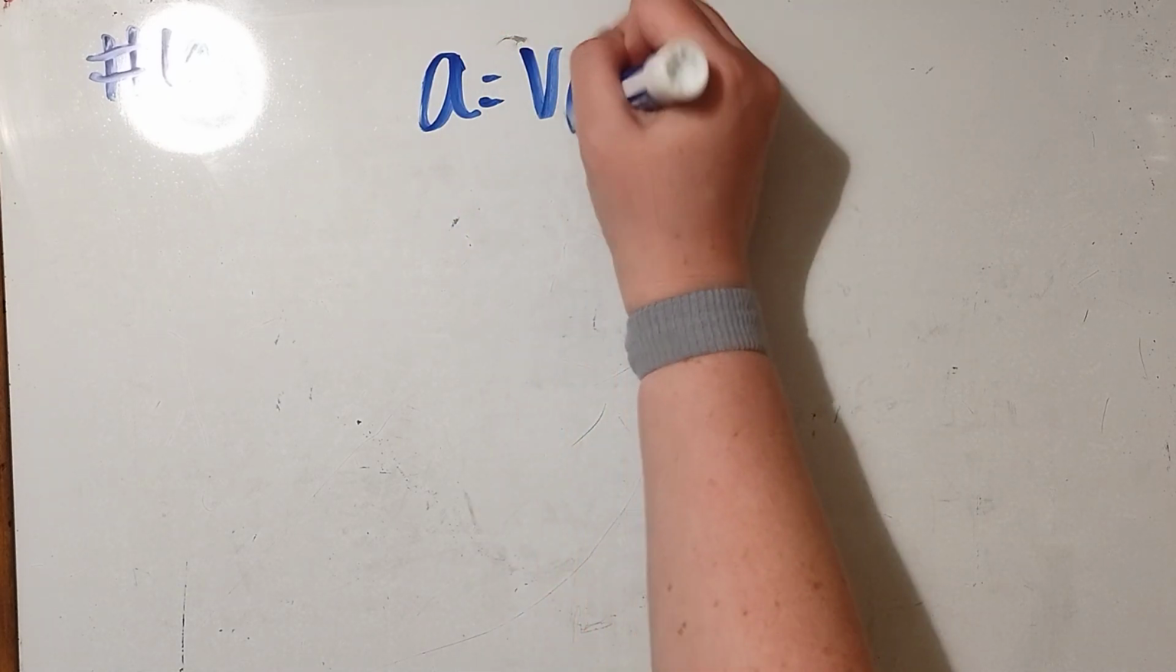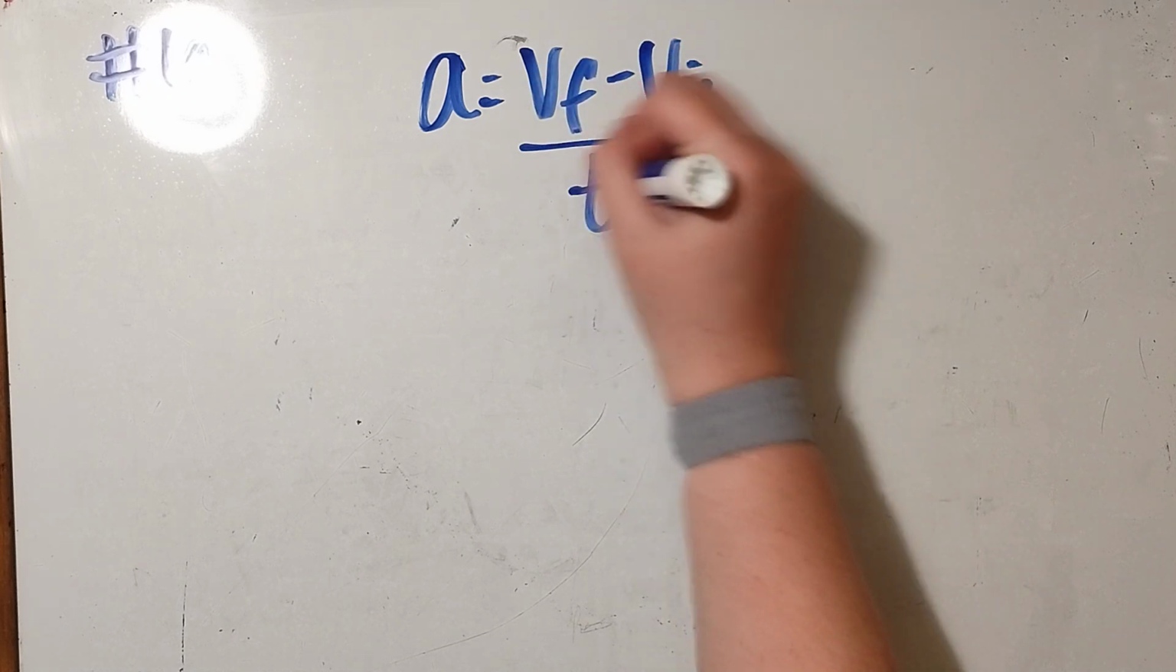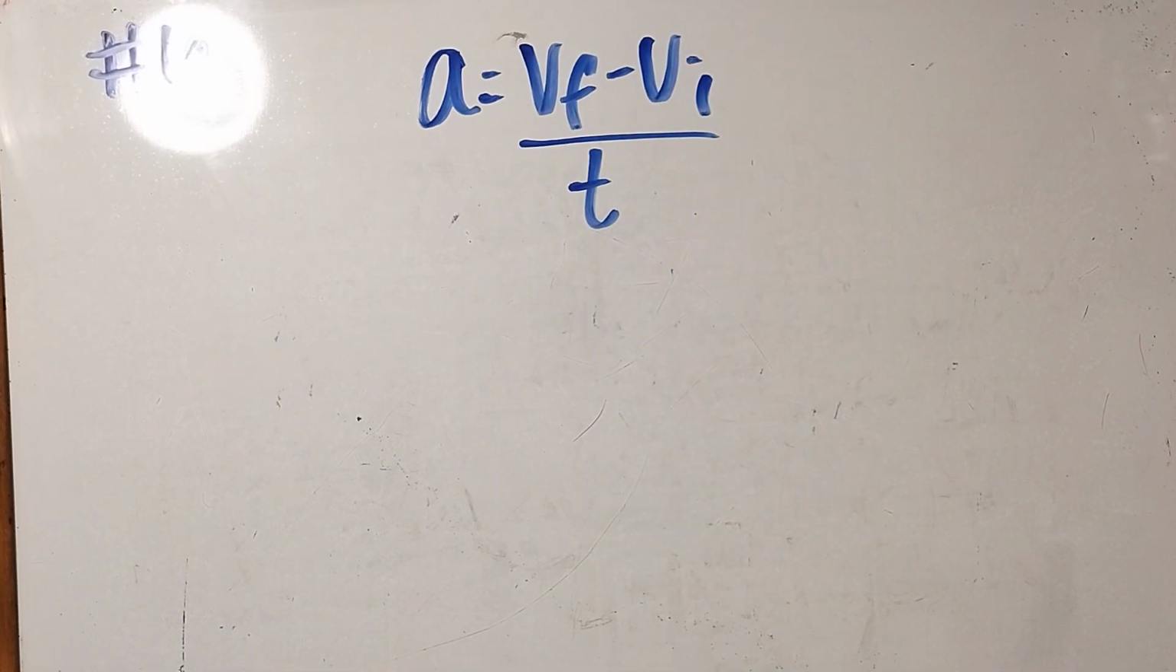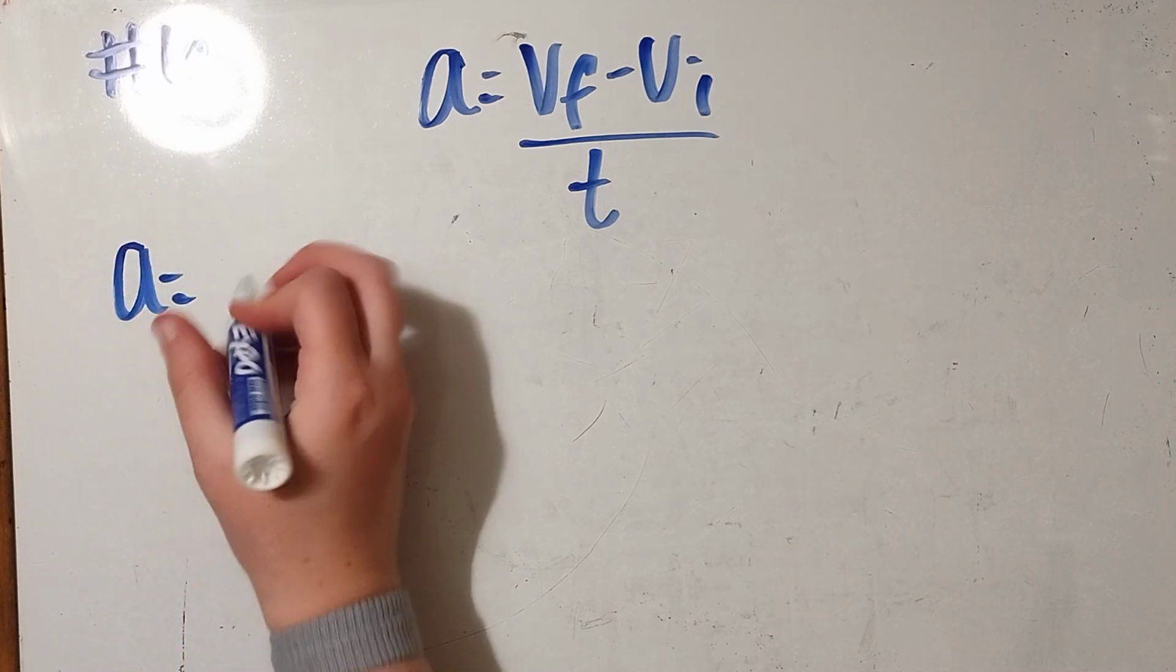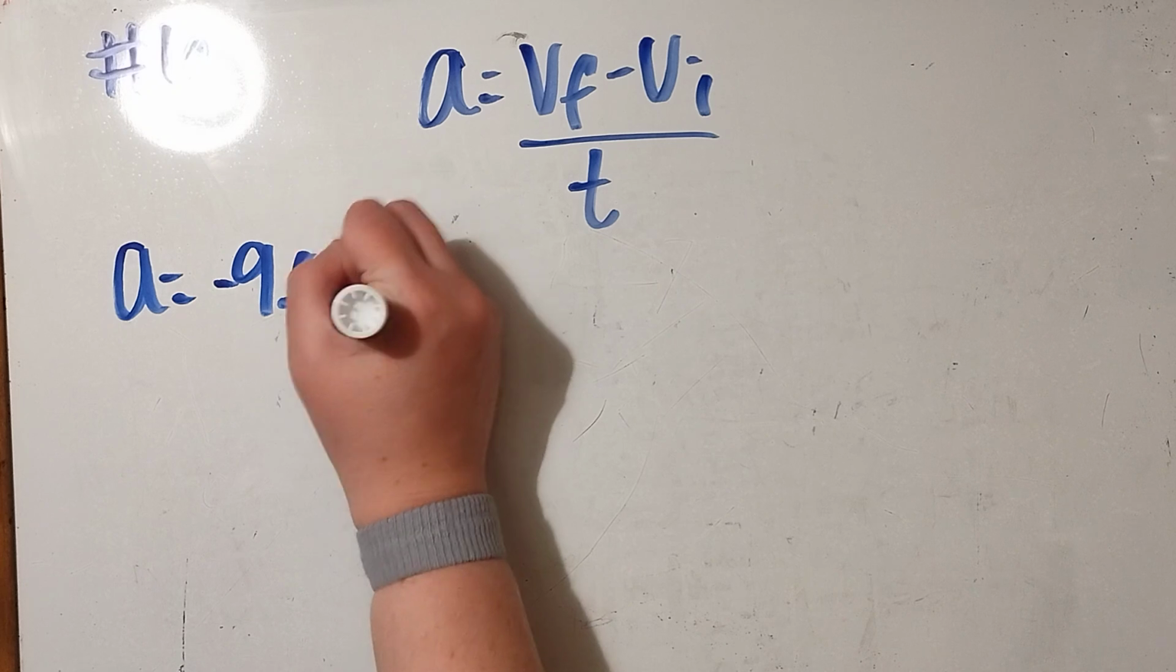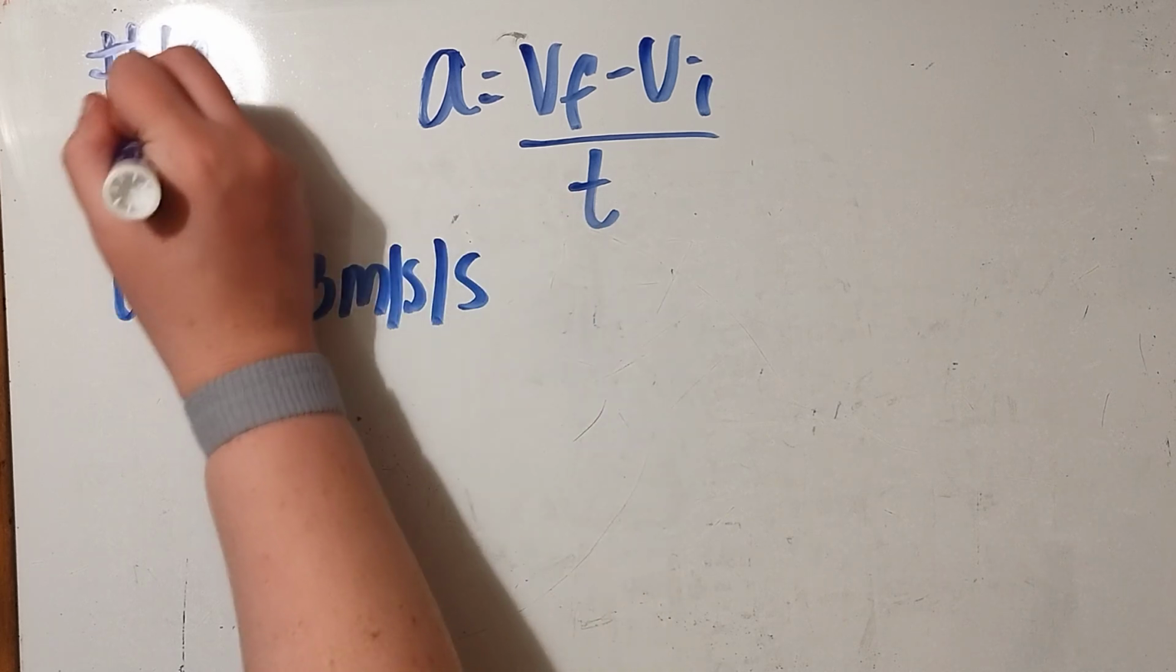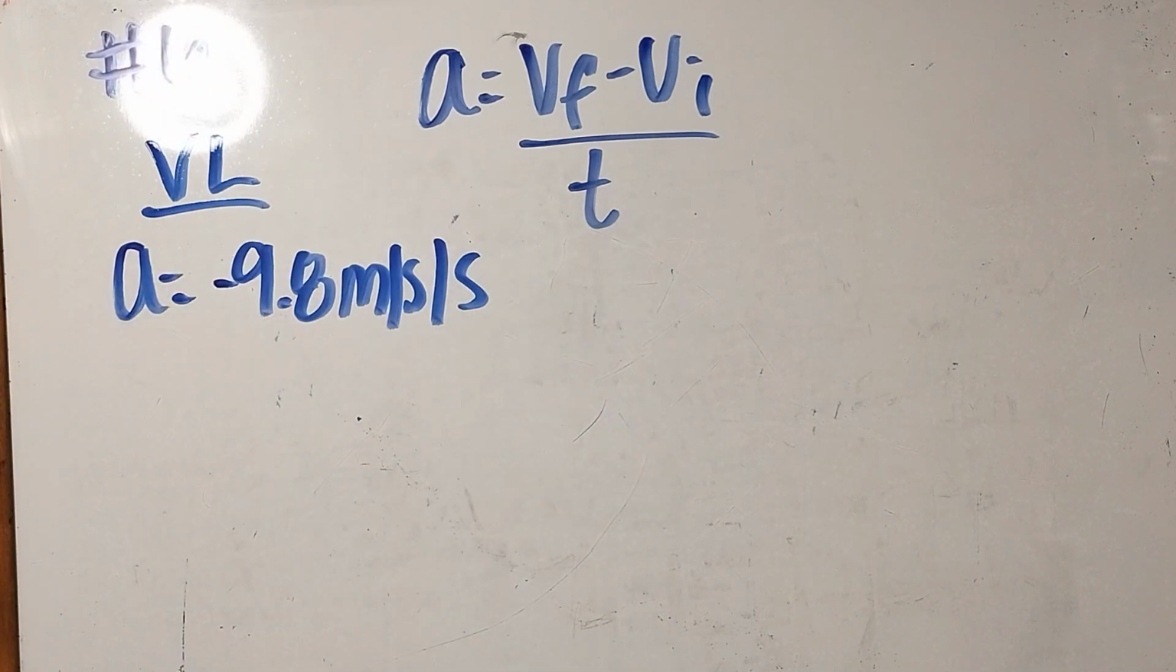All right, so we're going to use the acceleration equation. The reason I'm going to use that equation is because I have an acceleration, I have an initial velocity, and I have a time. My acceleration is negative 9.8 meters per second squared. This is the variables list.